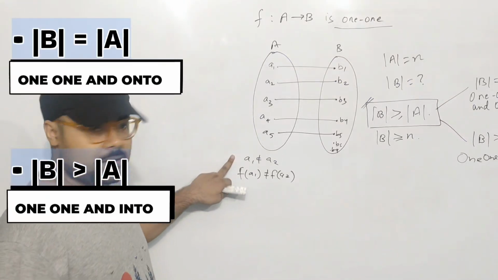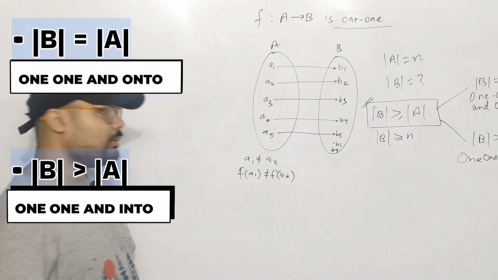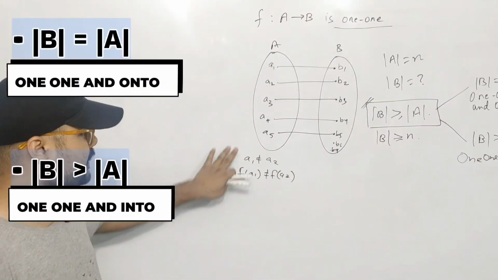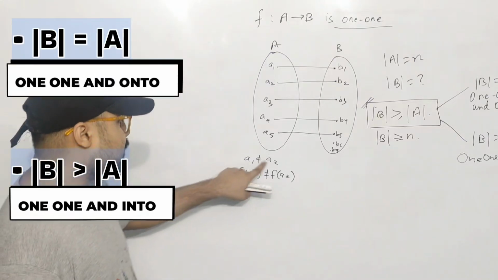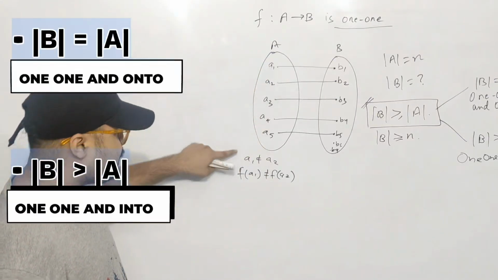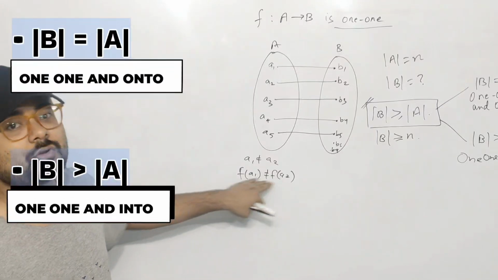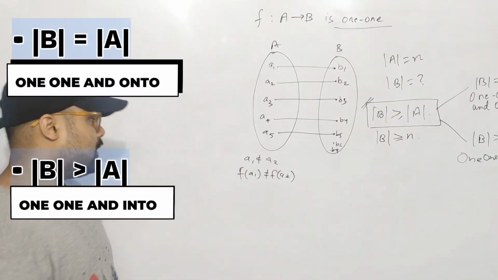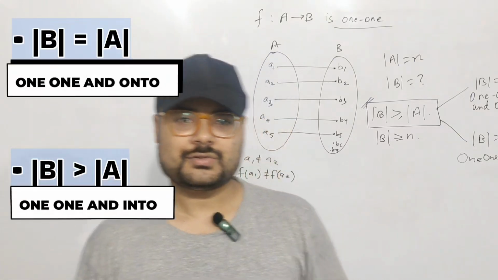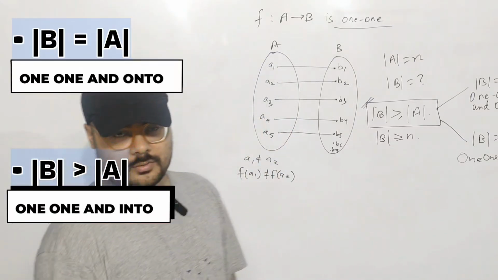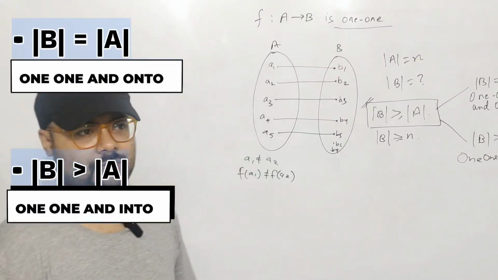Look at this. If A1 is not equal to A2, then f of A1 is not equal to f of A2. You can take this as a formal definition of a 1-1 function: when two different elements of A are taken, their images are also different. Now, if a function is given to you, how do you find out if it's 1-1 or not?